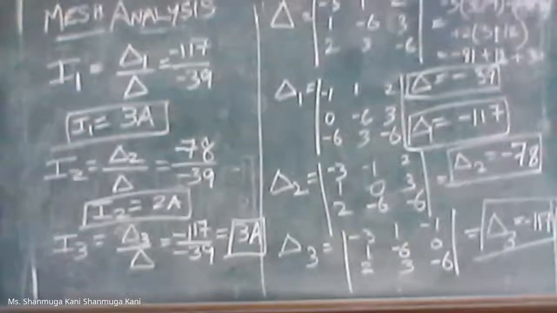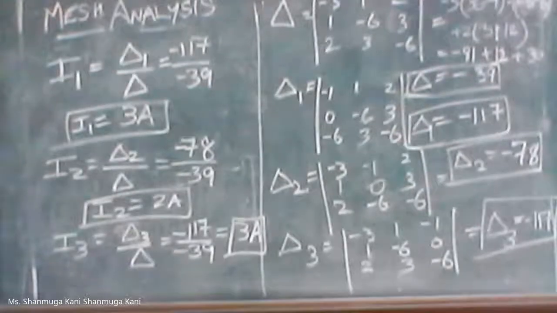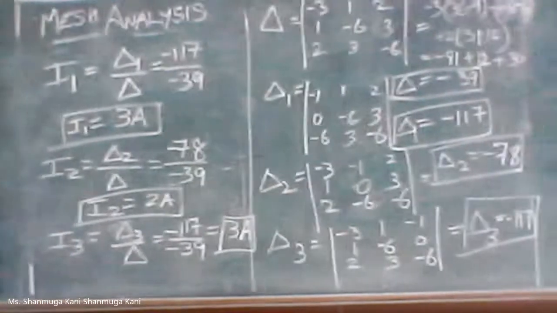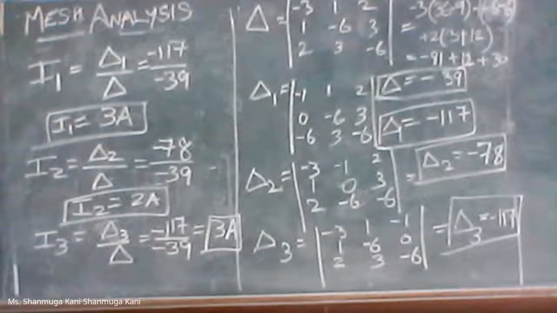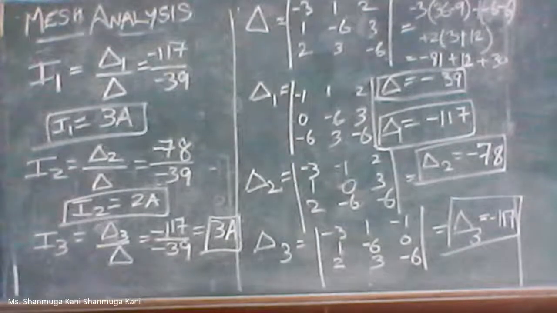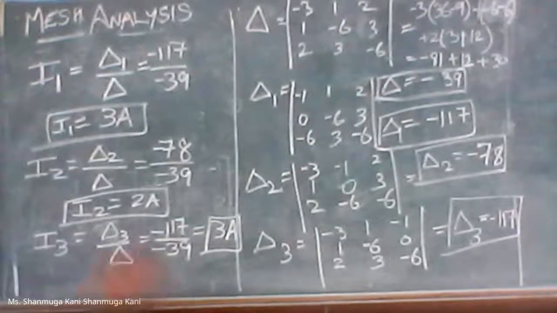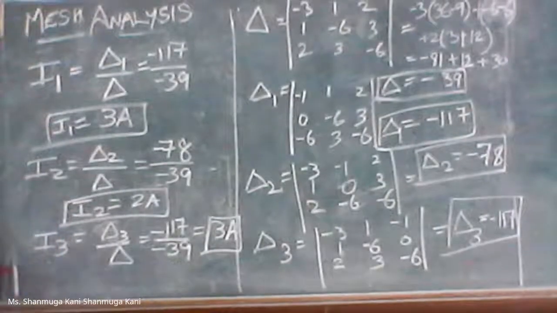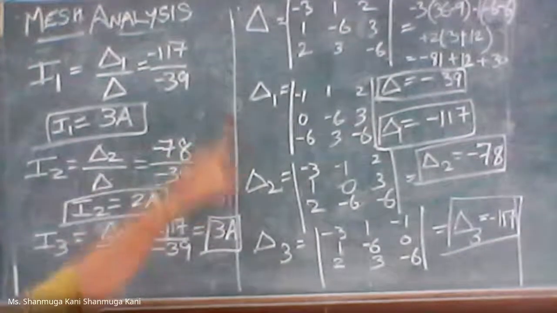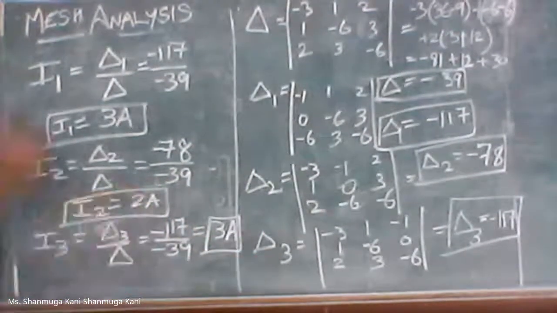This is how we are going to find our current equation via mesh analysis. Is it clear? Are you able to understand it? Yes, ma'am. So to find the individual loop currents I1, I2, I3, we are using Cramer's rule. After finding the basic three equations, we are writing the matrix form. From the matrix form, we are finding our del 1, del 2, del 3, and then we are finding our I1, I2, I3.